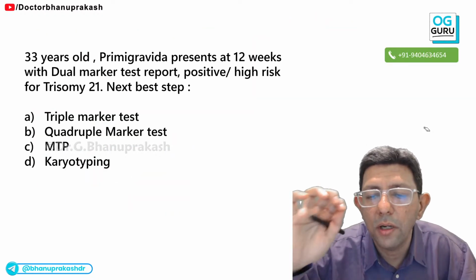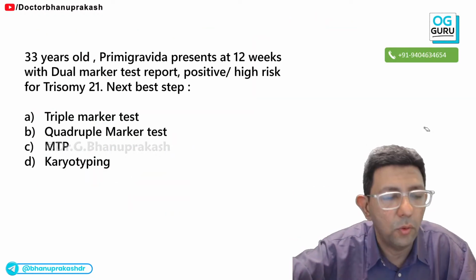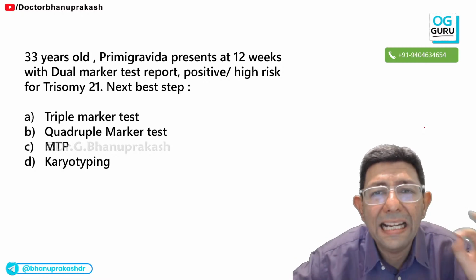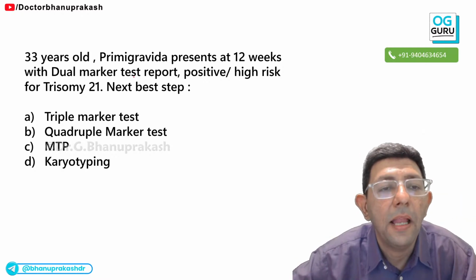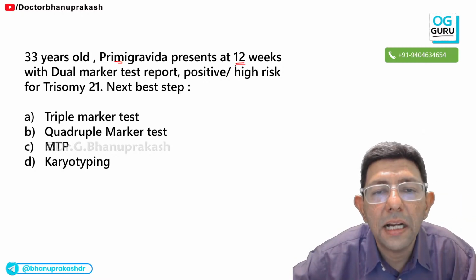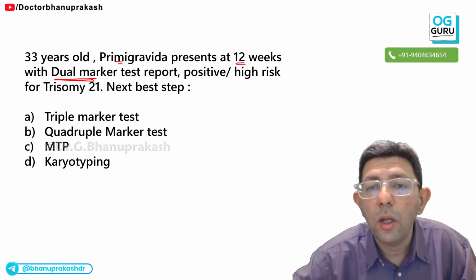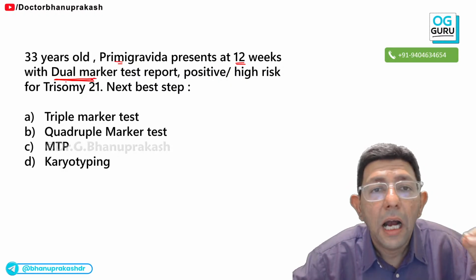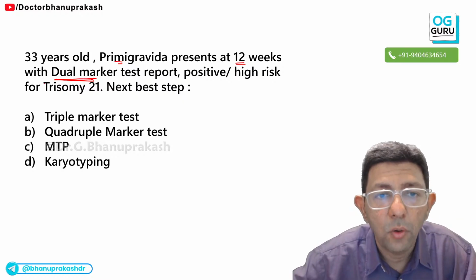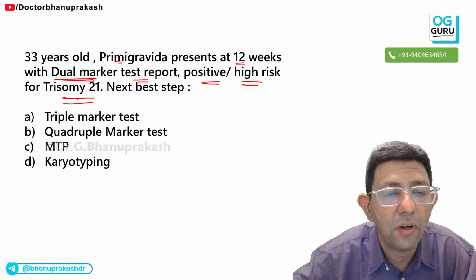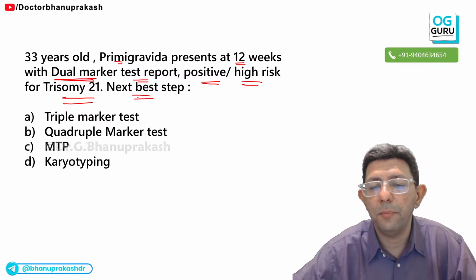Very, very important. Again, a short topic surely going to come is antenatal trisomy screening. So tell me, a primary gravida has come to us at 12 weeks of gestation. Dual marker test is done. Now first of all, many students do not know how I do a dual marker test. The dual marker test report is showing positive or high risk for trisomy 21. What is the next best step?